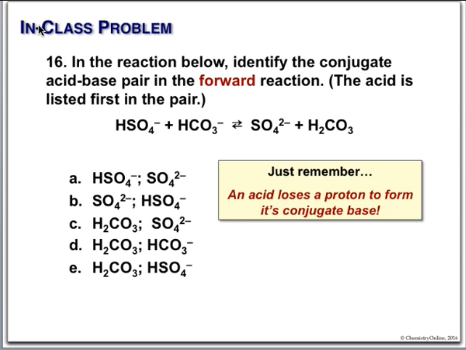All right, for our conjugate acid-base pair, we're looking first for the acid. The acid is hydrogen sulfate. When hydrogen sulfate loses a proton, what does it form? Sulfate. Take a proton off, add a negative charge, what do you get? Sulfate.